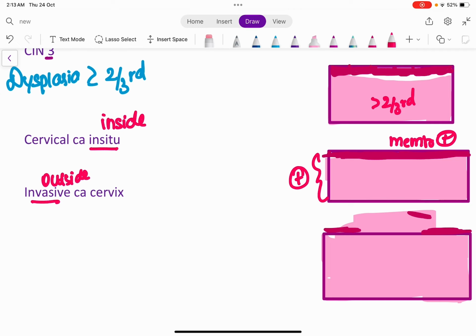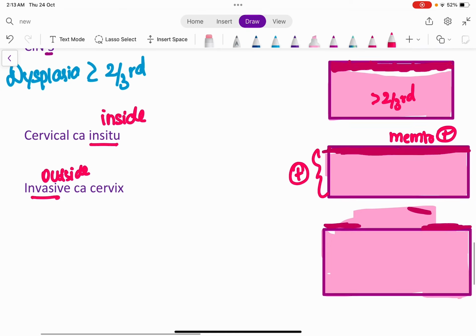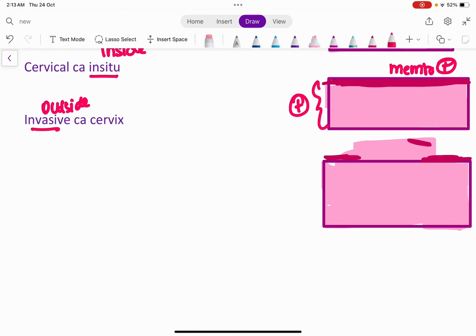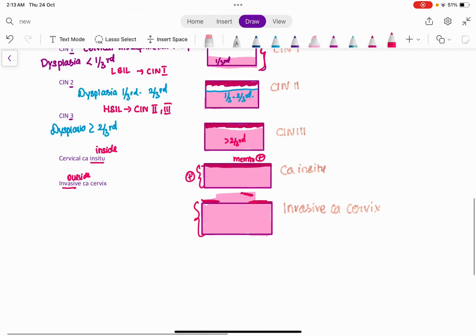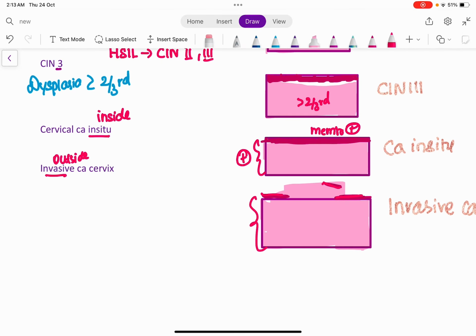Then what is invasive? I told you that in situ is inside. Invasive is outside. So as you can see here, the membranes are not intact. The membranes are actually breached, right? As you can see here, the overlying membrane is breached, and the dysplasia has involved the entire cervical thickness so much that it has even broken the overlying membrane. So this is called invasive cancer of the cervix. So basically, invasive means the overlying membrane is breached.